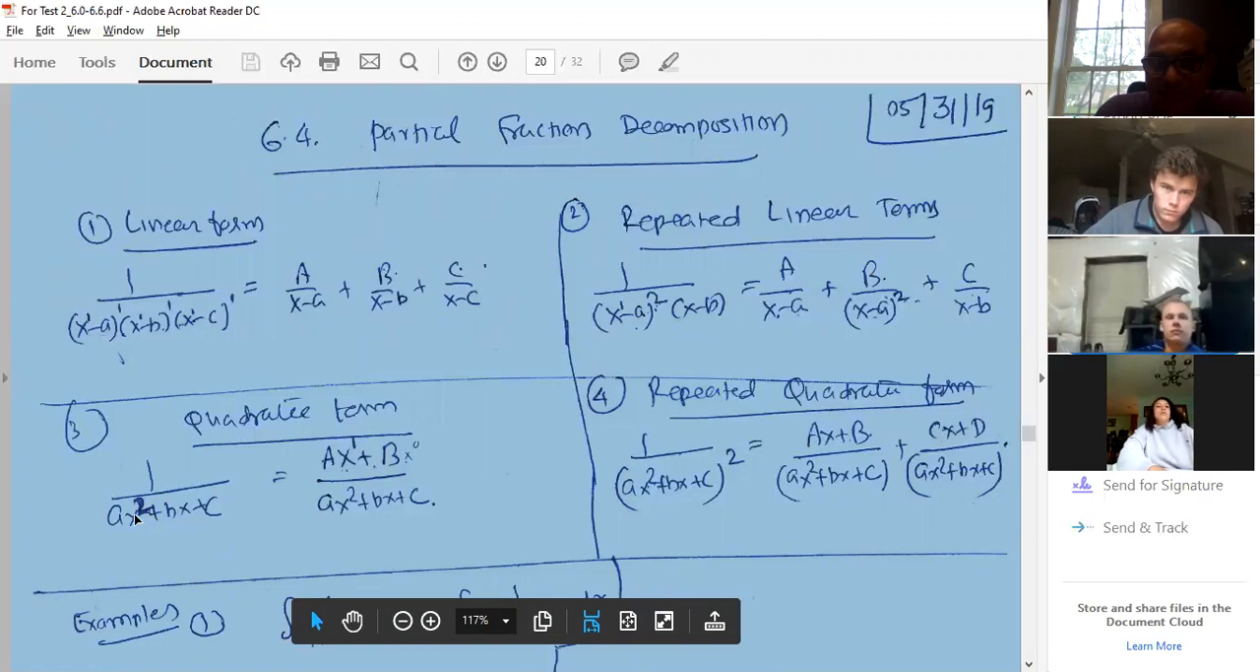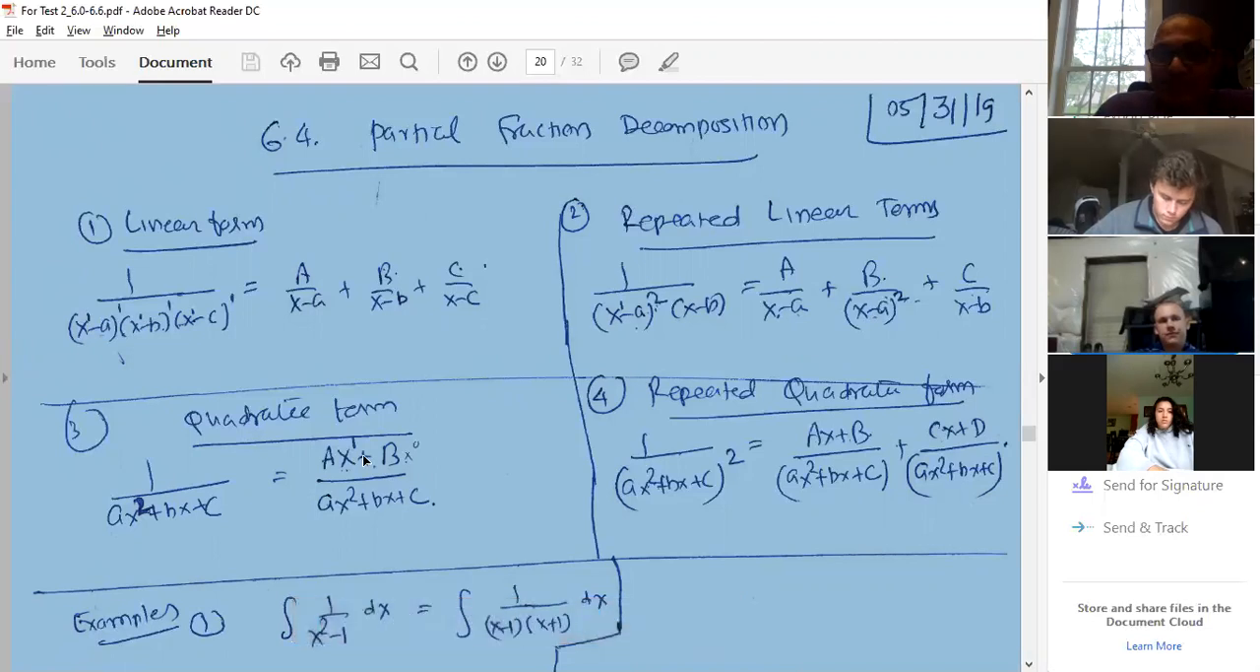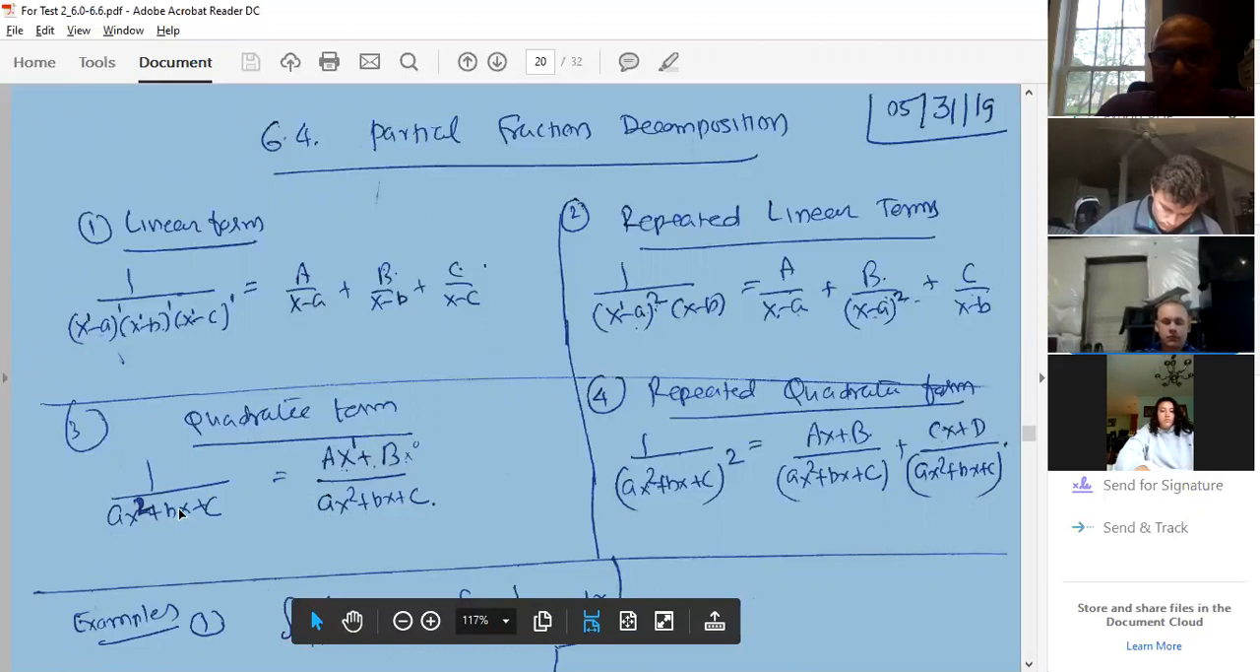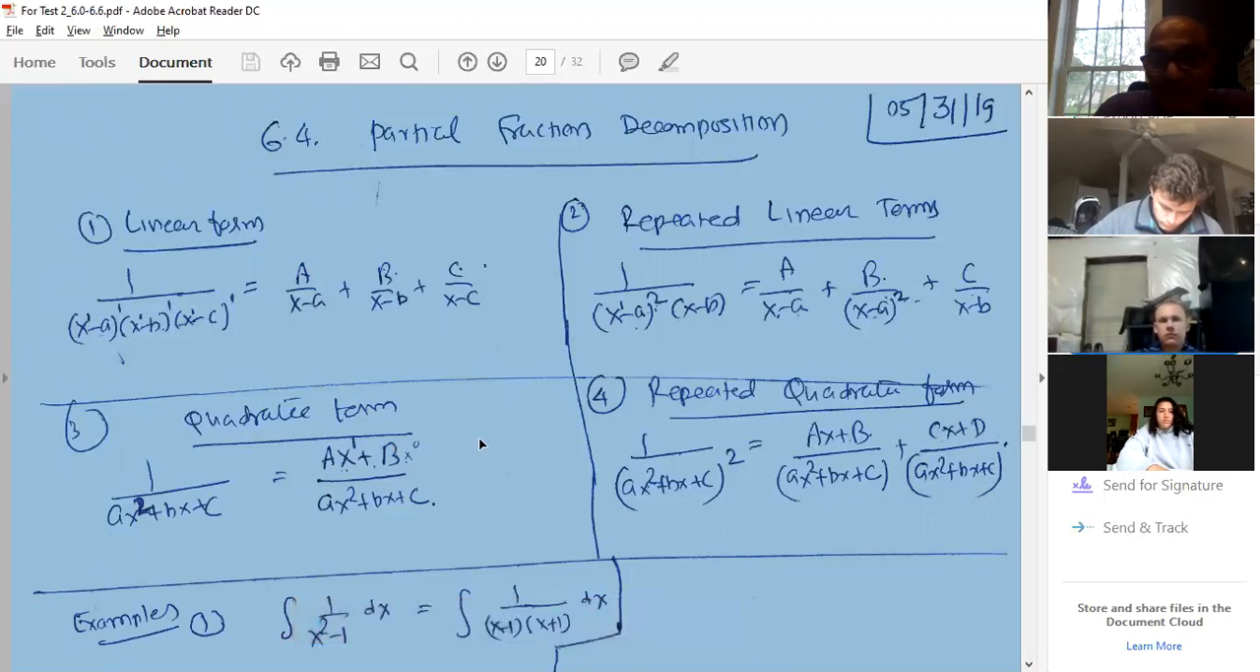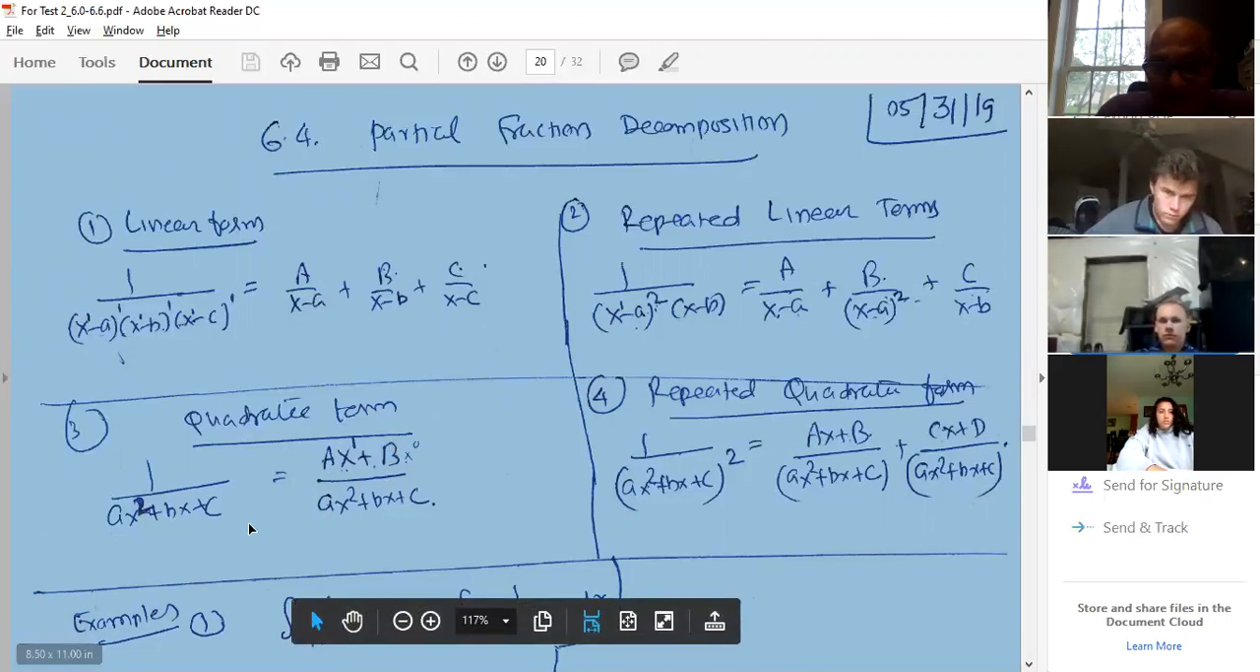So its power is just 1, but a quadratic function is there. In that case, your assumption would be (Ax + B) divided by (Ax² + Bx + C), the whole part. So here it should be Ax + B. Sometimes you have a repeated quadratic form. Here the power was just 1, but here the power is 2.